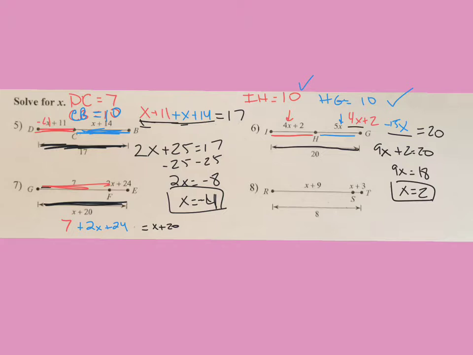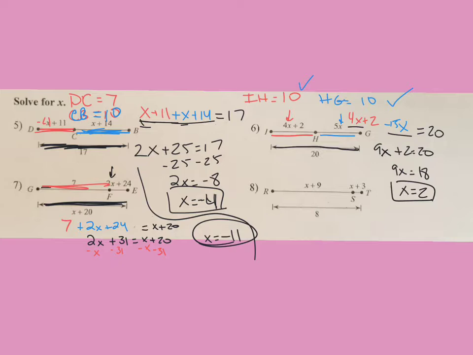I'm going to combine my numbers together, 7 and 24, so I'm going to have 2x plus 31 equals x plus 20. I'm going to move my x to the left, so I'm going to minus x from both sides. I'm going to minus 31 from both sides. So I'm going to end up with x equals negative 11. So that's my answer for number 7.